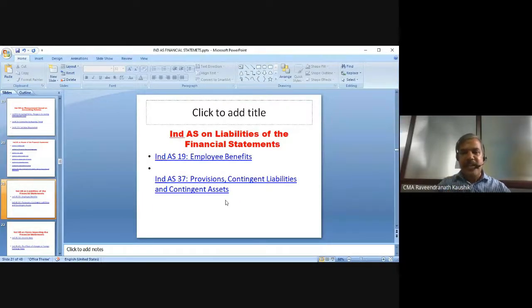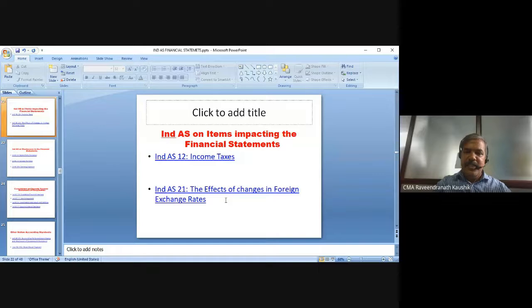Similarly, we have Ind AS on liabilities of the financial statement, where we focus on Ind AS 19, which talks about employee benefits, a very important standard. And Ind AS 37 is there, which talks about provisions, contingent liabilities and contingent assets. So these come under liabilities of the financial statements. Then items impacting the financial statement, there are two things. One is Ind AS 12, which talks about income taxes, and Ind AS 21, which talks about the effect of changes in foreign exchange rates. So how to recognize your foreign exchange differences, how to measure, and what rates you need to apply, and all those things will be studied under that.